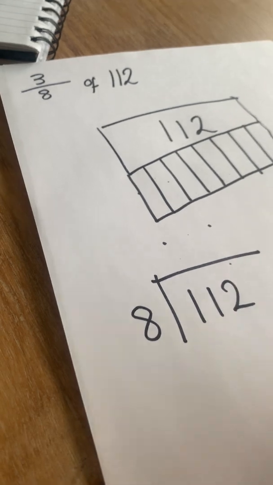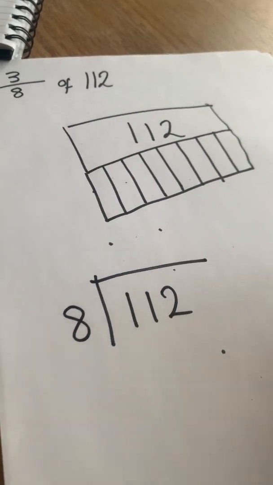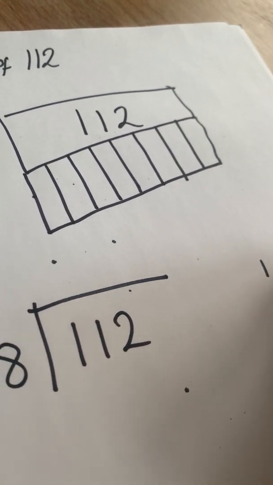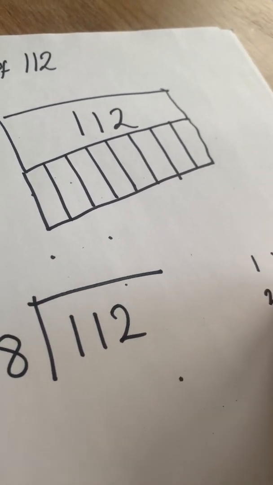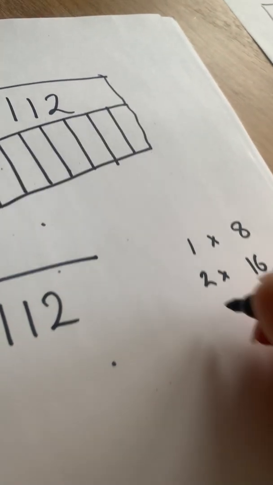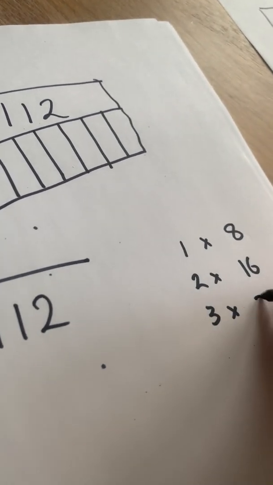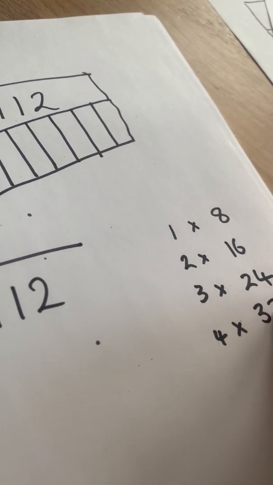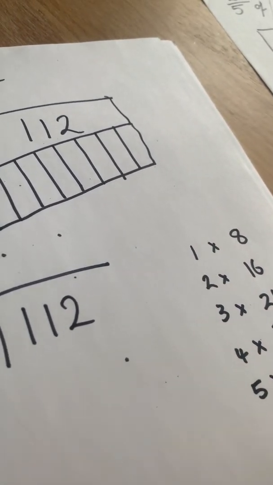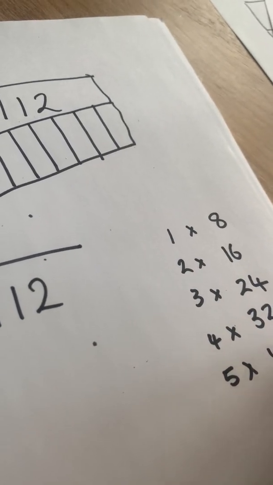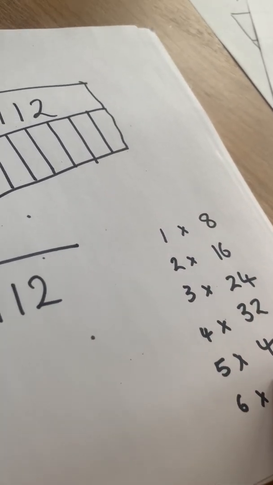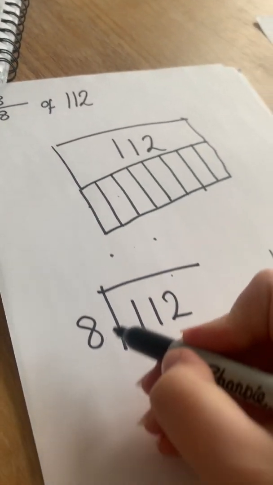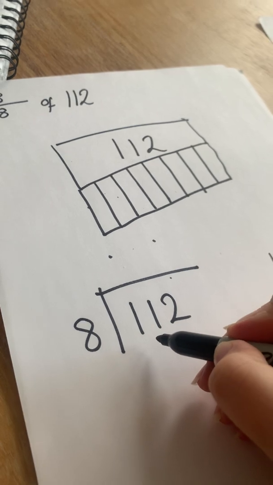Okay, instead of drawing the dots underneath now, I'm going to write my 8 times tables down the side to help me. So 1 times 8 equals 8, 2 times equals 16, 3 times equals 24, 4 times equals 32, and I'm going to keep going until I think I've got enough. I'm going to go up to 6 times. There we go, like that.